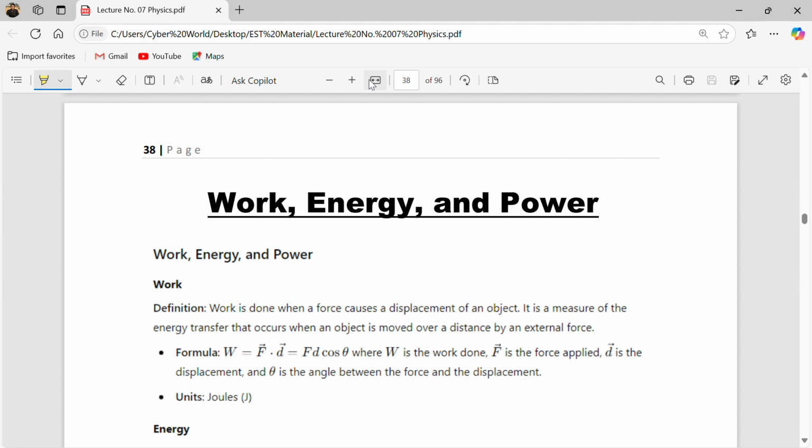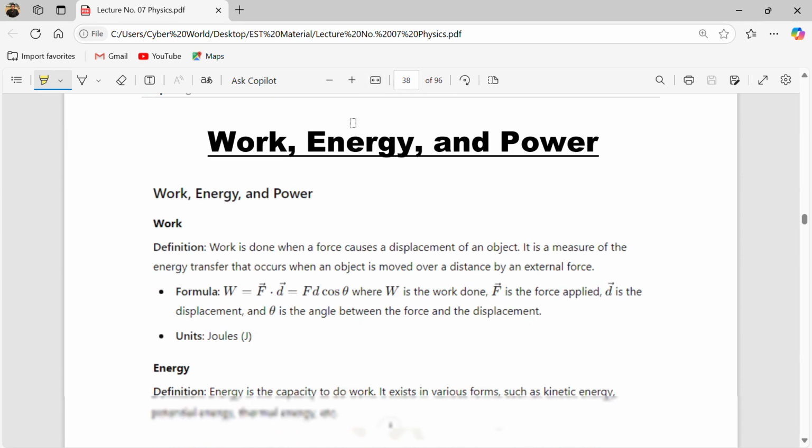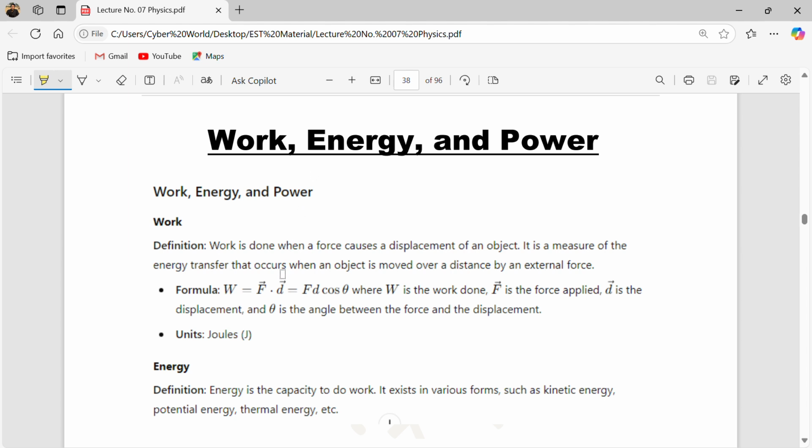Now let's move on to our next topic, which is work, energy, and power. So what is basically work? Work is done when a force causes a displacement of an object. When a force is applied to an object and it displaces some distance, this is called work. And work is measured in joules.